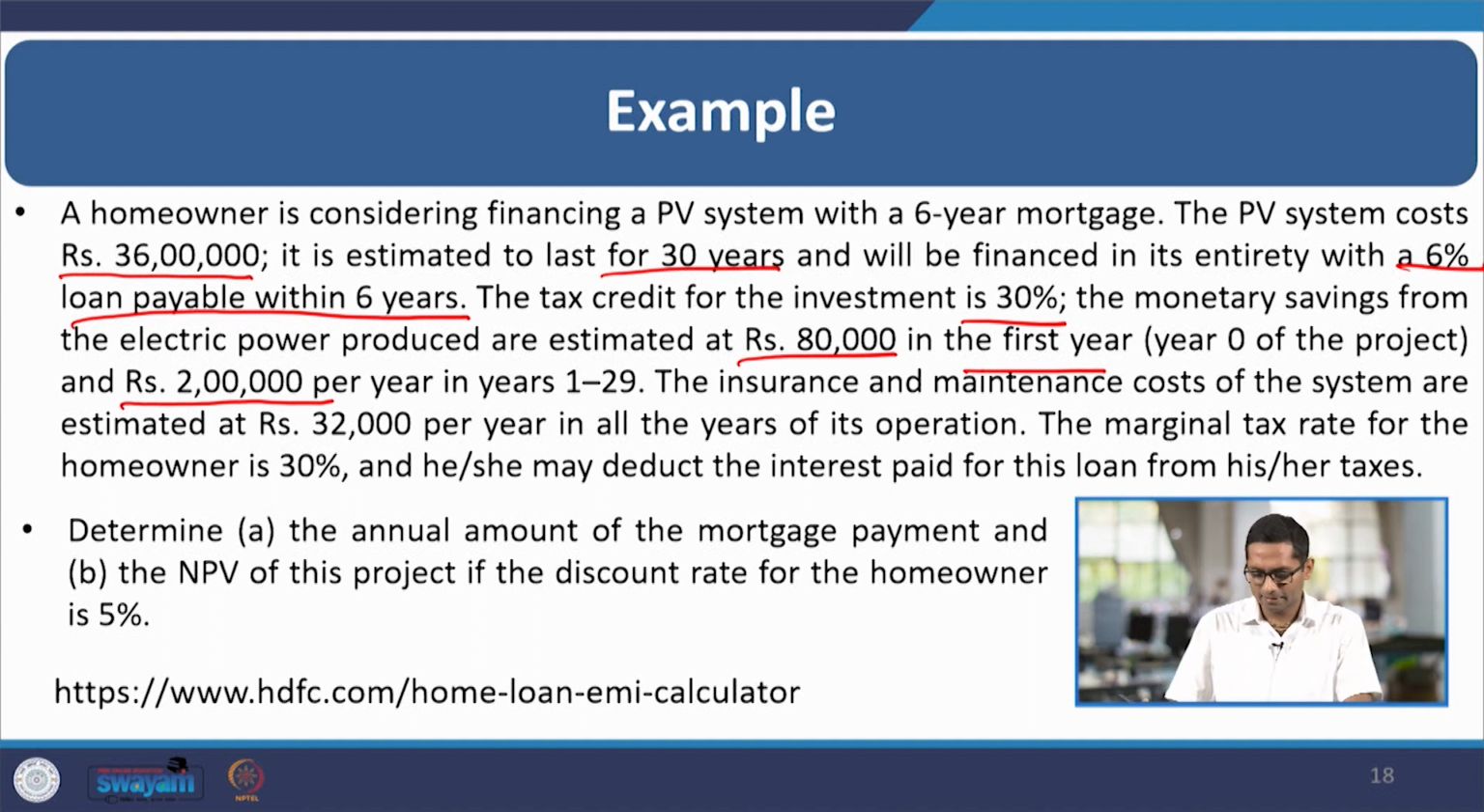The insurance and the maintenance costs for the system are assumed to be around 32,000 per year, and this stays constant throughout the operation. And the marginal tax rate for the homeowner is assumed to be 30%. So I am expecting the homeowner will be paying tax at that rate, and he or she may deduct the interest paid on the loan for his or her taxes.